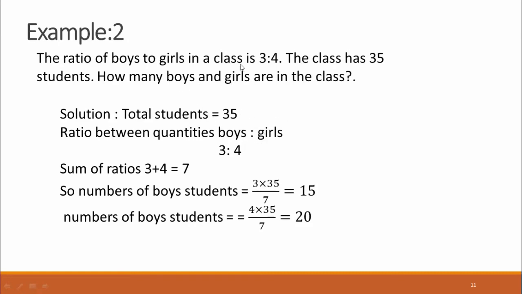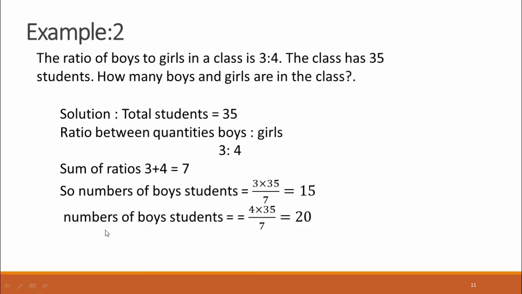Now the boys ratio is 3 and the girls ratio is 4. So now the sum of the ratio is 3 plus 4, which is equal to 7. Now we can write the number of boy students in the class: in the sum of the ratio, the number of boy students is 3. So how many boys in total? 3 multiplied by 35 divided by 7. After simplifying, 7 ones are 7, 7 fives are 35, and 3 fives are 15.